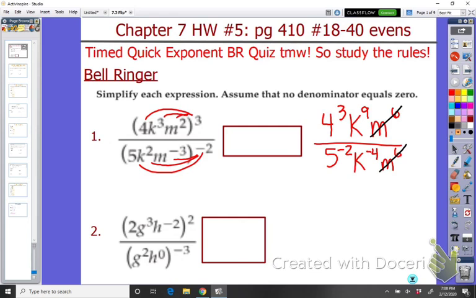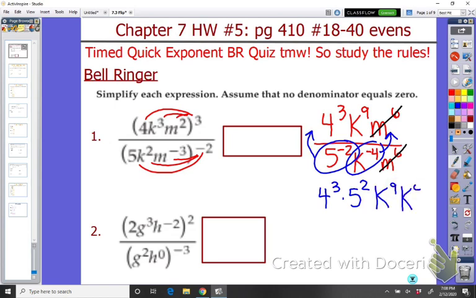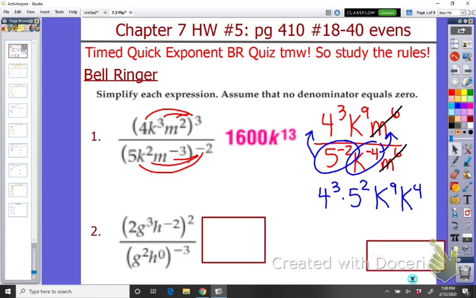So the negative exponent on the 5 goes up top and becomes positive and joins the 3 that are already up there. And then the k to the negative 4th also comes to the top and joins the 9 that are already up there. So 4 to the third power times 5 squared, that gives you 1600. And then if you combine the k's, you add their exponents and you get k to the 13th.